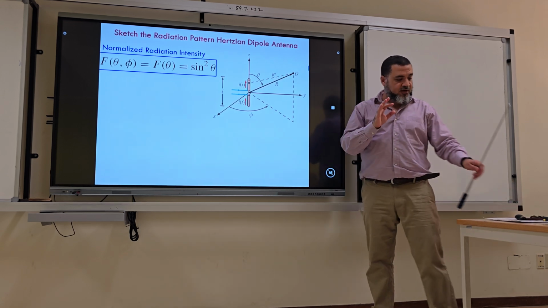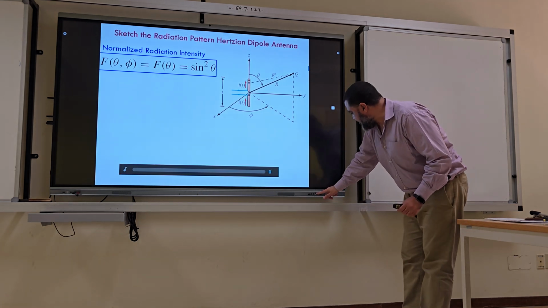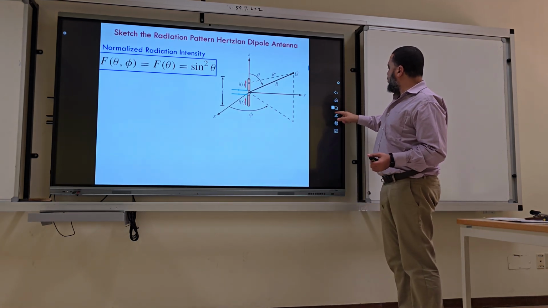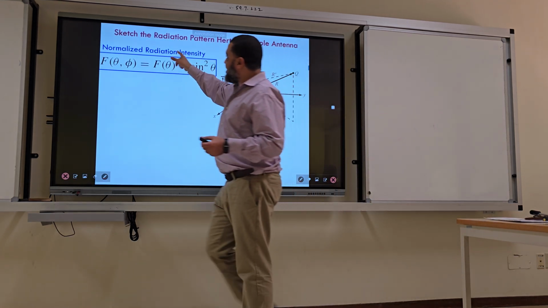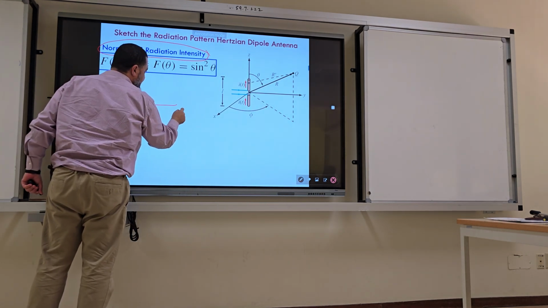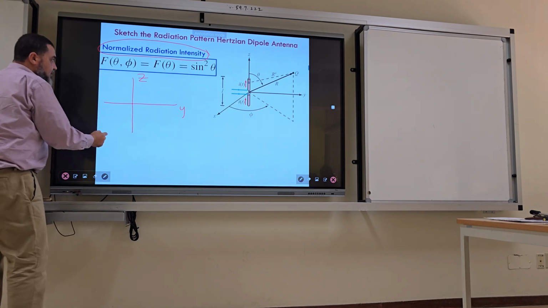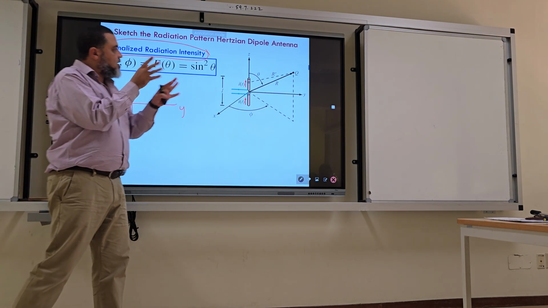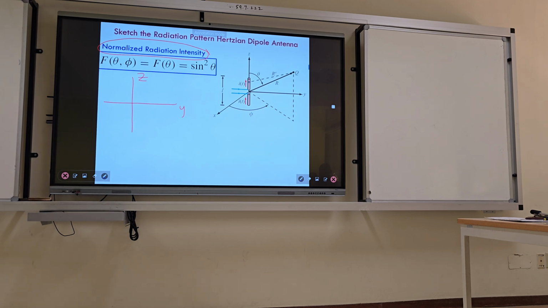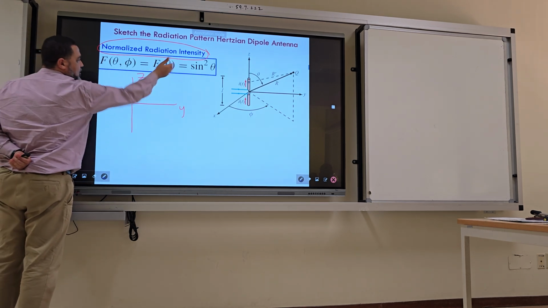So this is the most important parameter, as I told you last time: the radiation pattern. From this very equation, which is the normalized radiation intensity, I can now draw the radiation pattern, say in the YZ plane. 2D, I will go with 2D. In the YZ plane, what is the radiation pattern of this antenna? So along the z-axis, what is theta along the z-axis?